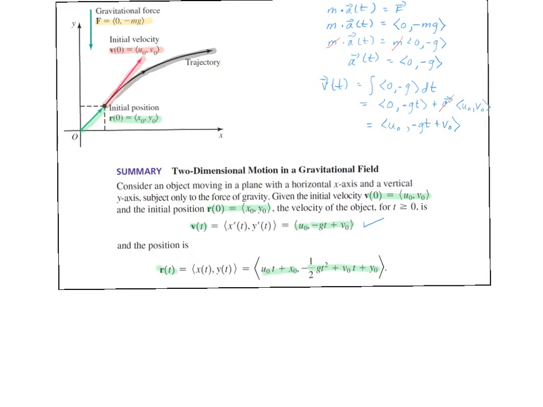Okay, so all I wanted to do was verify that this was true, that this is how I can define my velocity vector. And then by the same argument, we can go ahead and integrate our velocity and get our position vector.